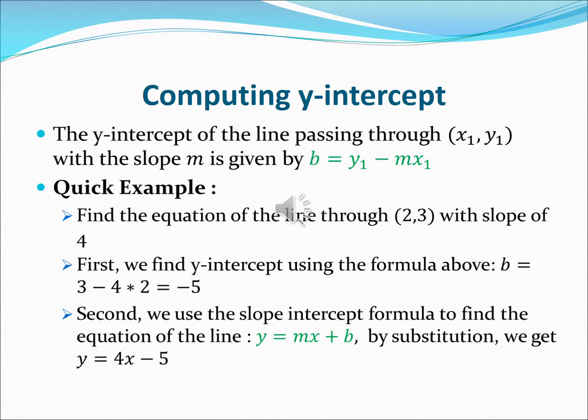Second, we use the slope-intercept formula to find the equation of the line. y is equal to mx plus b. By substituting, we get y is equal to 4x minus 5.